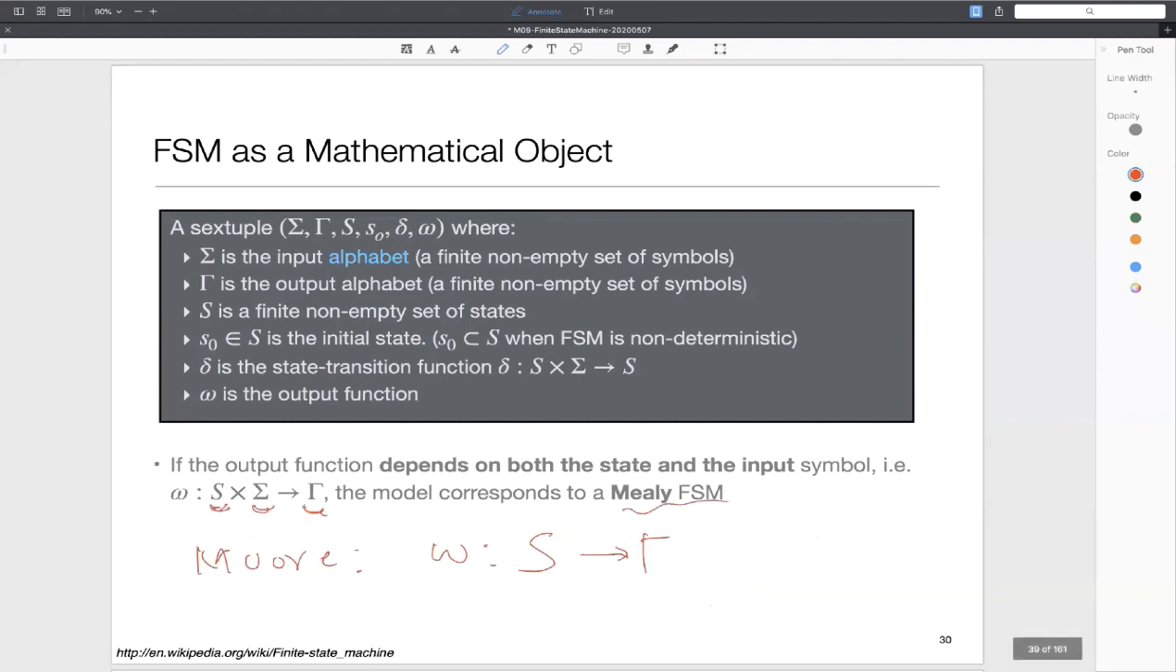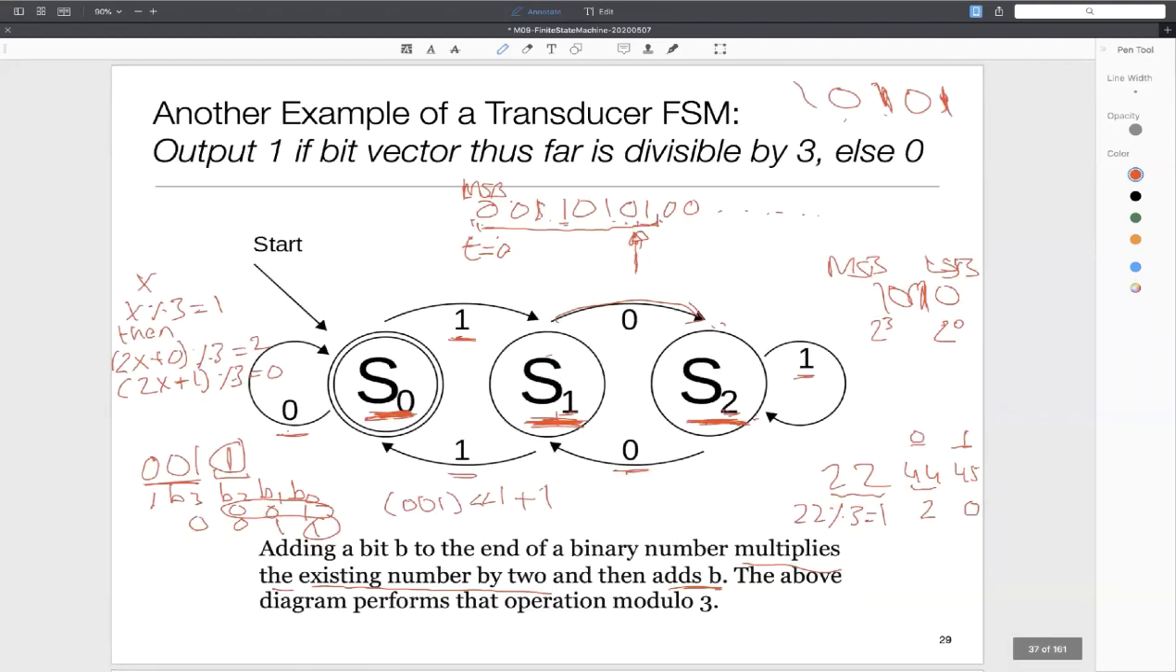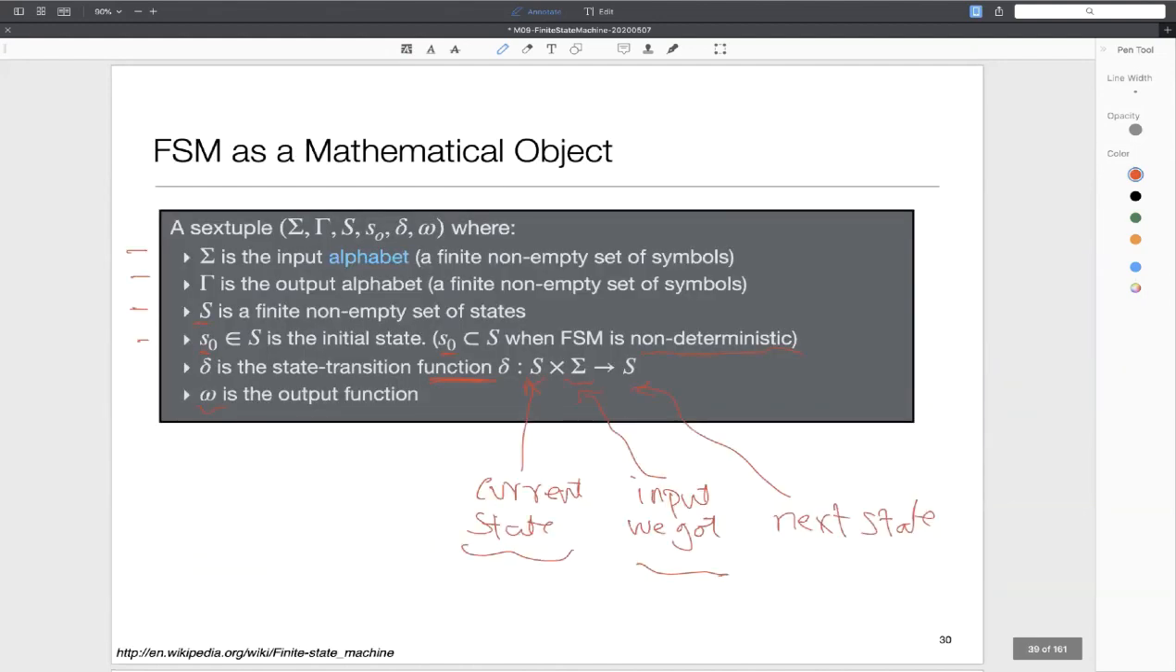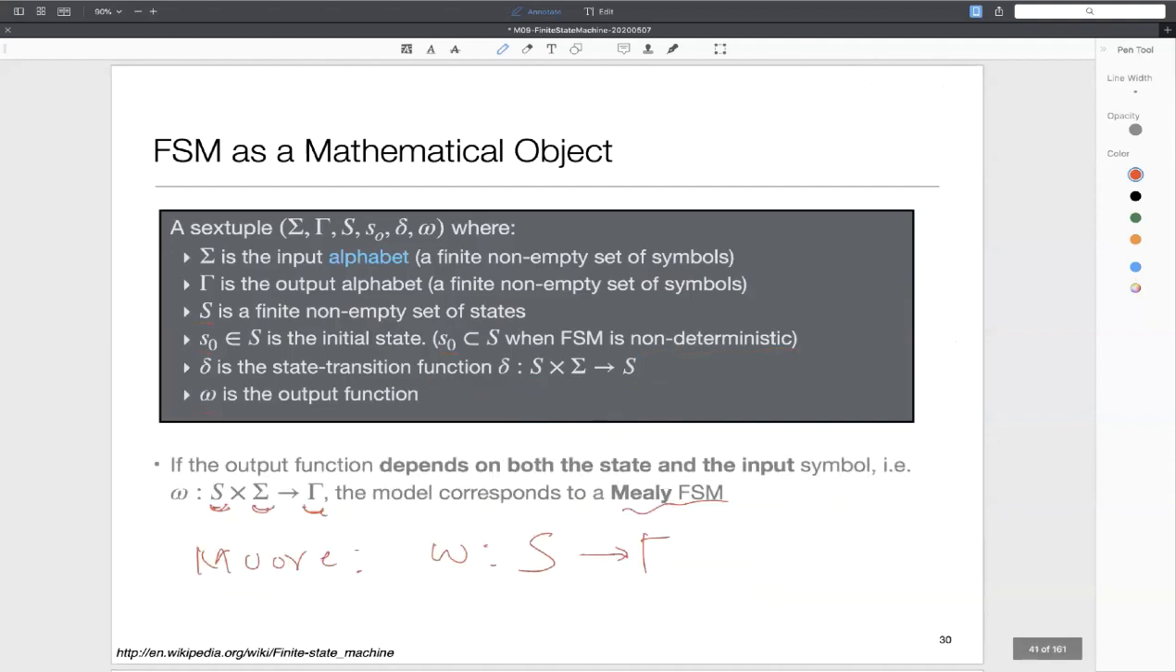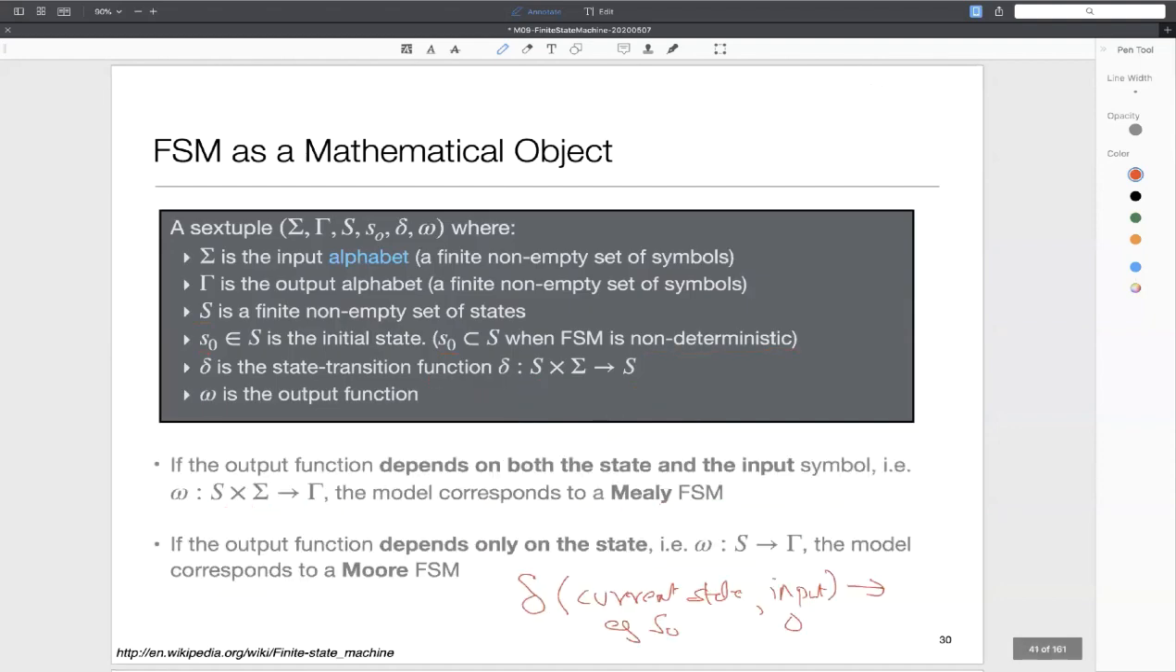So for example, if I go out here, let's see what head I picked out here. I said I'm in S0 and input 0, right? So it would say for S0 and 0, the next state is S0. So this function lists, for every possible current state and input, what the corresponding next state is. So you can think of this function as a table. We'll see some examples of it.